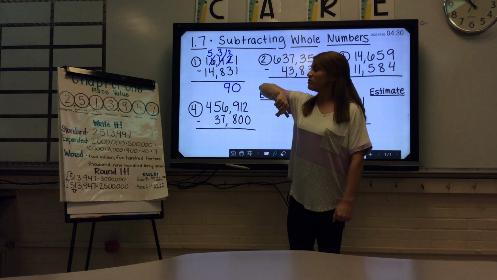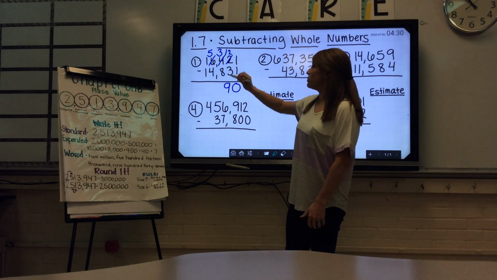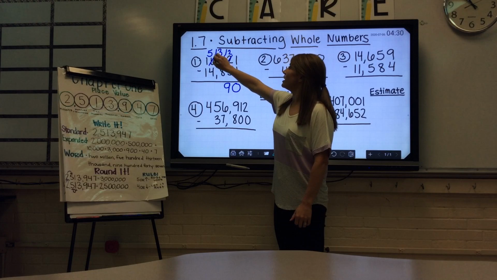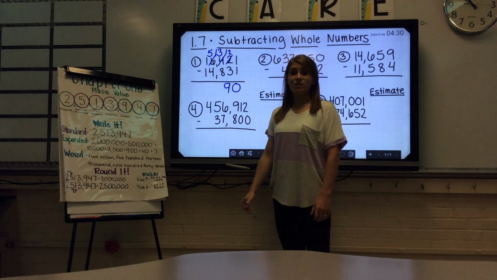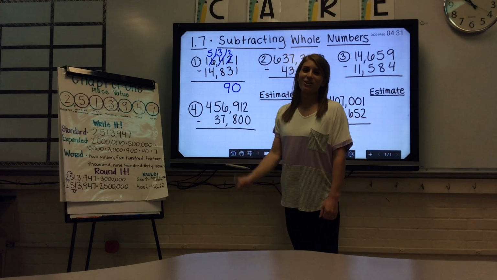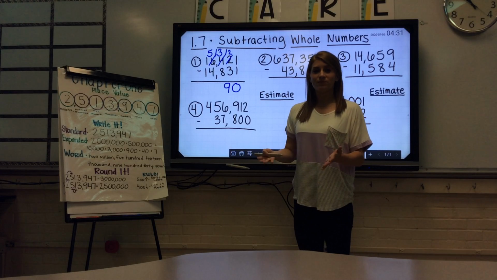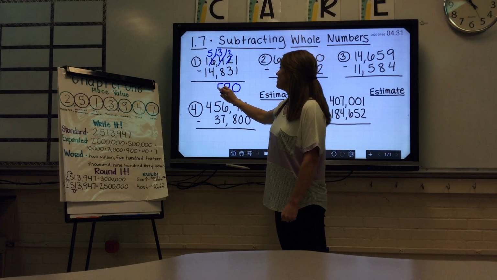And then what am I going to have to do? I borrowed it. I have to put it somewhere, right? So I'm going to put it right here in front of this 3, and that's going to give me 13. Can I do this now? Can I do 13 minus 8? Sure can. 13 minus 8 is what? Awesome. It is 5. Very good.